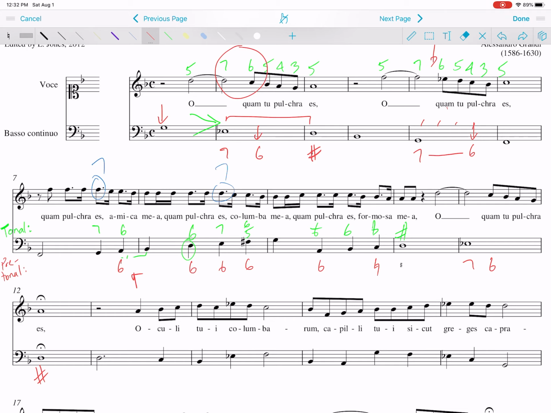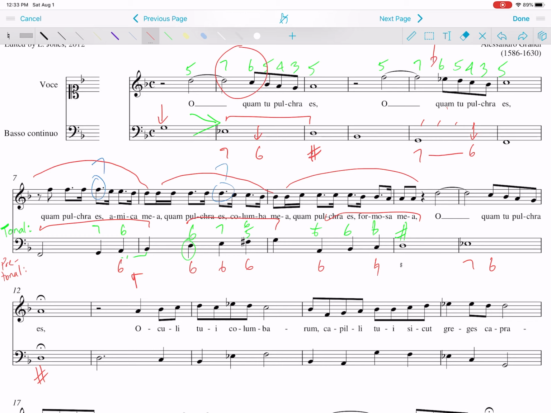Another thing I wanted to mention is the kind of phrase structure of this. And sometimes it's good to even do this before you put in the figures. Sometimes it can actually change the way you figure it. We have 3 phrases here, right? So it's like, how beautiful you are, my friend. How beautiful you are, my dove. How beautiful you are, my beauty. And the bass line, of course, is going to be phrased in that kind of a way. So it's kind of like 3 pickups to a final kind of arrival point.